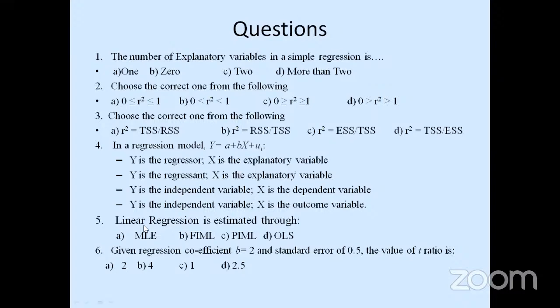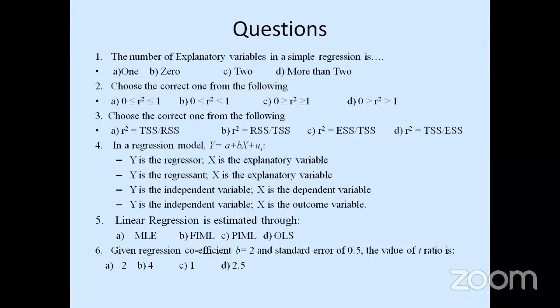And the fifth one. Can you tell the answer for the fifth one? See, it is estimated through the ordinary least squares estimation procedure when we go for a simple linear regression. And can you explain the last one, that is the sixth one?